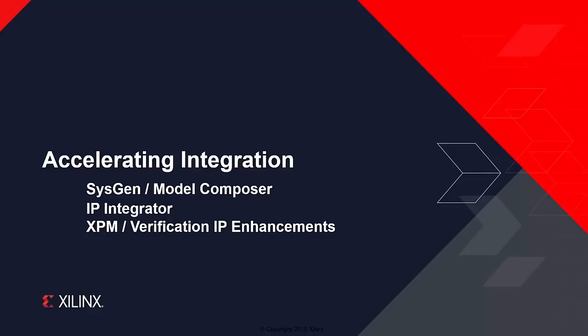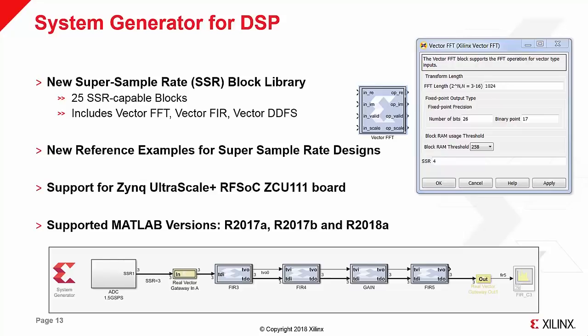Designing at higher levels of abstraction helps bring your ideas to market faster. Let's talk about improvements we've made to SysGen, Model Composer, IPI, and cover some of the new features in our Xilinx IP. In System Generator, we're introducing a new Super Sample Rate, or SSR library. This library includes 25 new blocks that offer greater ease of use, abstraction, and enables rapid design iterations.